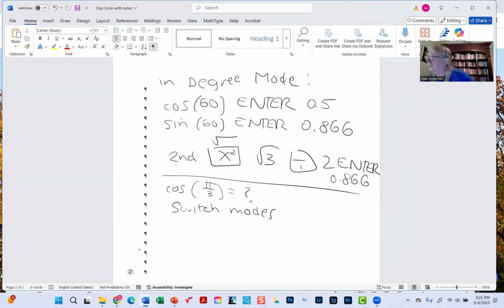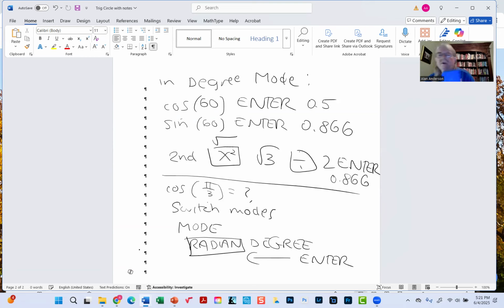So you go back to the mode button, scroll down to radians, the one that says radian in degrees. Switch it over to radians with the arrow key, hit enter to make sure you're actually in the radian mode. It has to be highlighted in order for it to be in that mode. Okay, so make sure it's highlighted. Then you can just come back here.